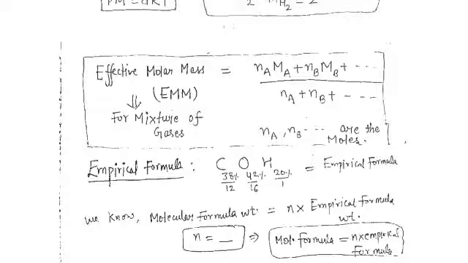So here you can calculate the n. And upon calculating n, you just multiply it by n to the empirical formula, and you finally end up with the molecular formula. Am I clear or not? I hope I am clear.